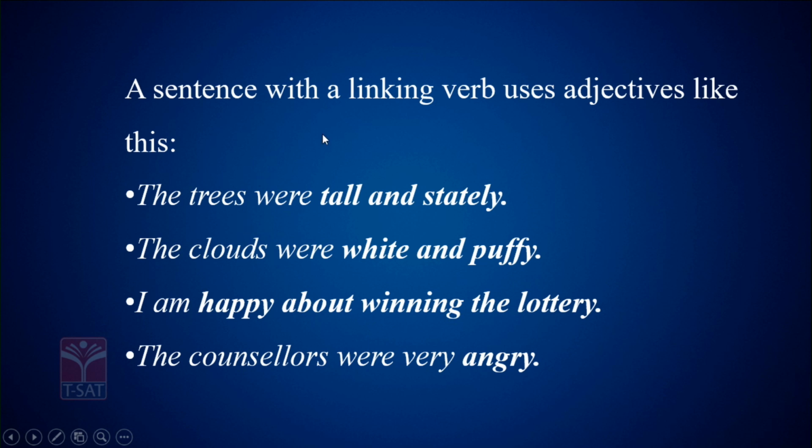A sentence with a linking verb, we discussed these linking verbs in the web section. A sentence with a linking verb uses adjectives like this in the following sentences. The trees were tall and stately. How were the trees? They are tall and stately. Then the clouds were white and puffy. In the earlier examples we have discussed them, again we are trying to discuss them. How were the clouds? They were white and puffy.